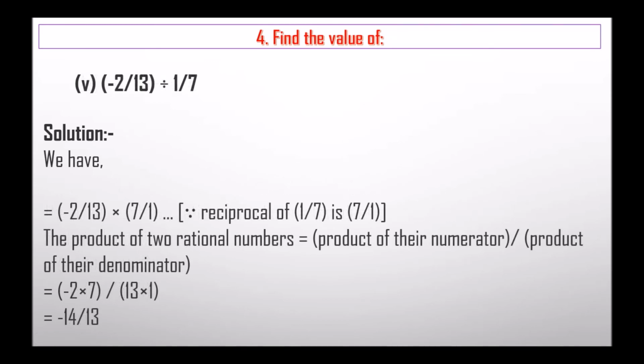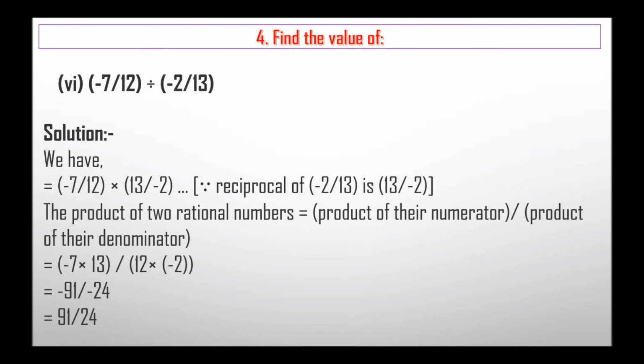Minus 2 upon 13 divided by 1 upon 7. So minus 2 upon 13 into 7 upon 1. So minus 2 into 7, that is minus 14, and 13 into 1, that is 13. So minus 14 upon 13.